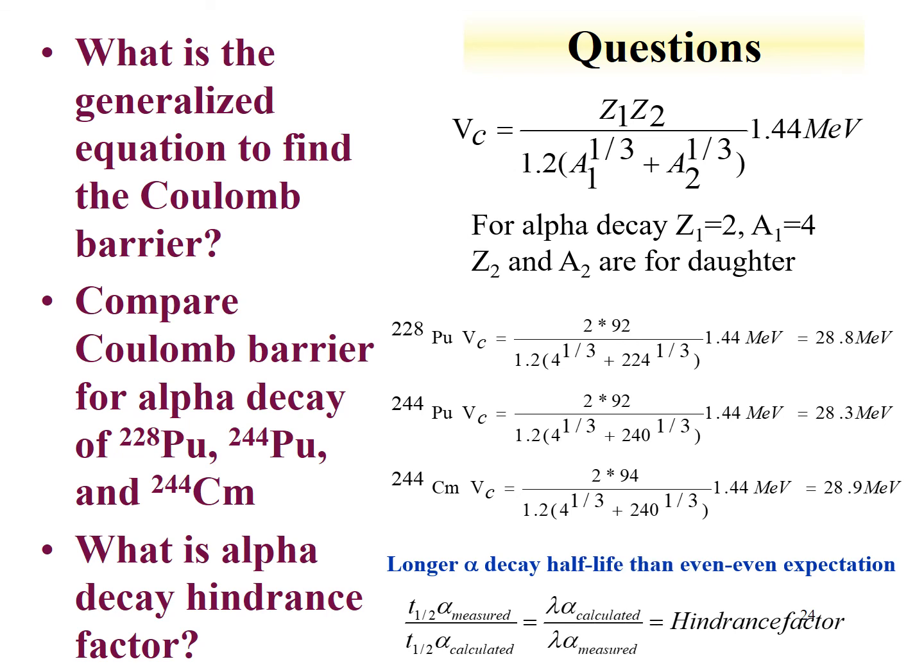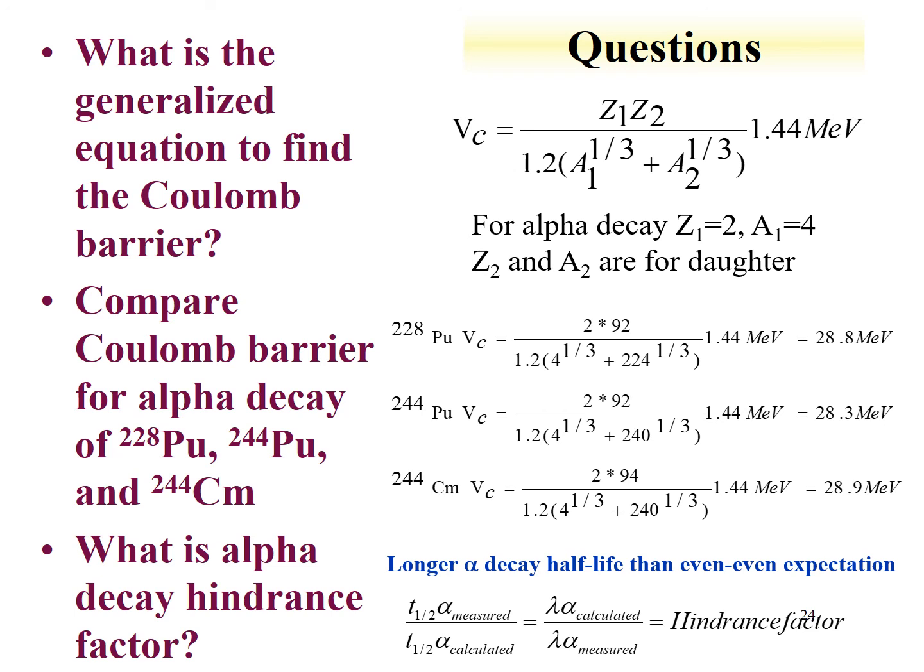Alpha decay half-lives tend to be longer than expected based upon models developed for even isotopes. So this hindrance factor is the ratio of either the measured alpha decay half-life divided by the calculated half-life, which is greater than 1, or the calculated decay constant divided by the measured decay constant, which is also greater than 1. So you can use either the decay constant or the half-life. Again, make sure the half-life units are the same or the decay constant units are the same. And you should always remember that the hindrance factor is 1 or greater.